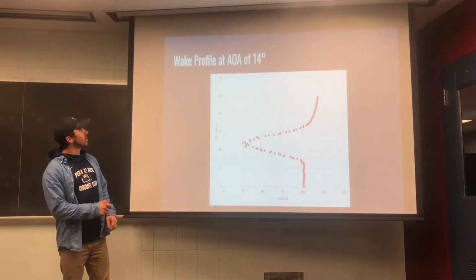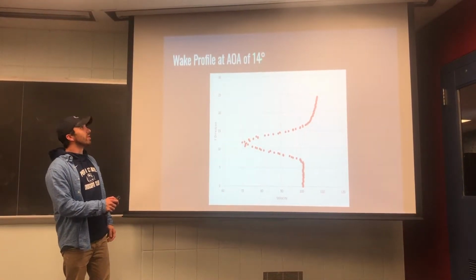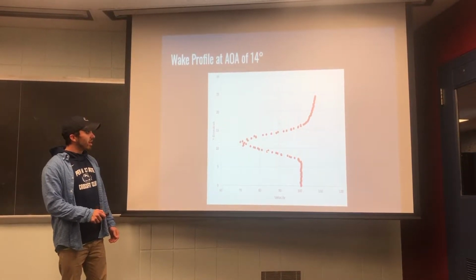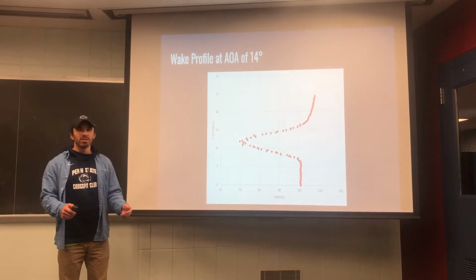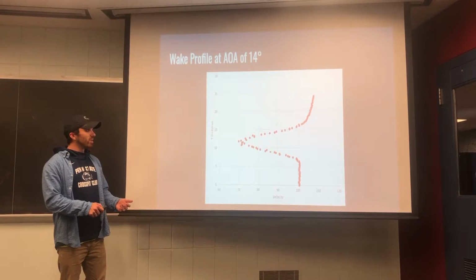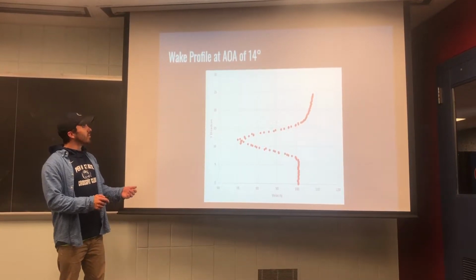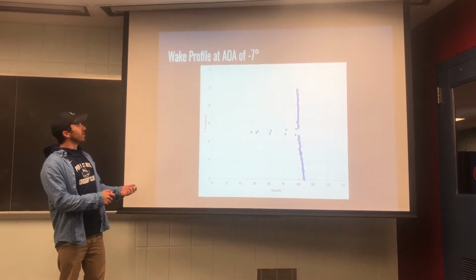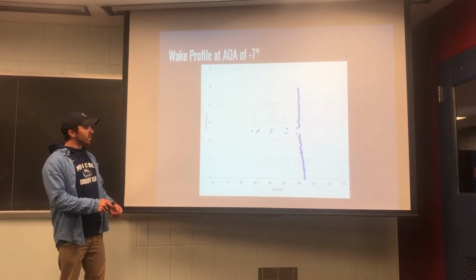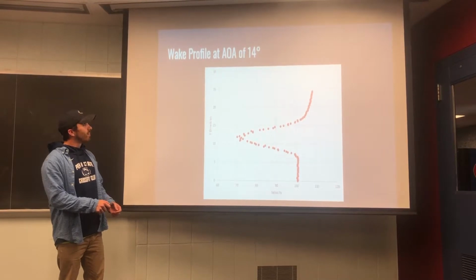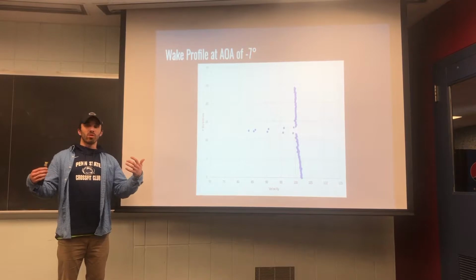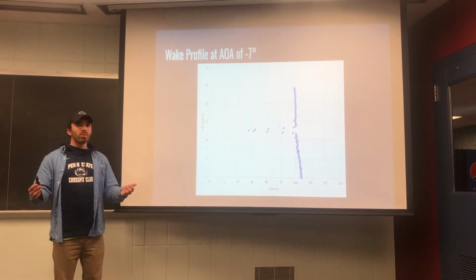And so here are the results. For the wake profile at an angle of attack of 14 degrees, you can see it's a pretty big wake. There's a lot of velocity loss here. And this makes sense because at a high angle of attack, you're going to have a lot more losses to velocity. And the same idea is displayed here at an angle of attack of negative 7. As you can see, the wake is not as egregious as at 14 degrees. And this is because at negative 7, there's less cross-section for the flow to go over, or more cross-section, I'm sorry.